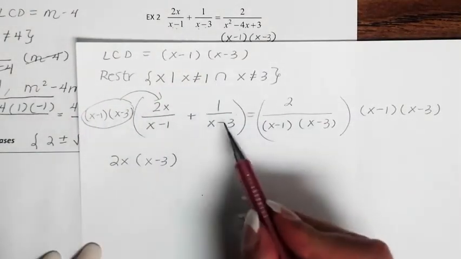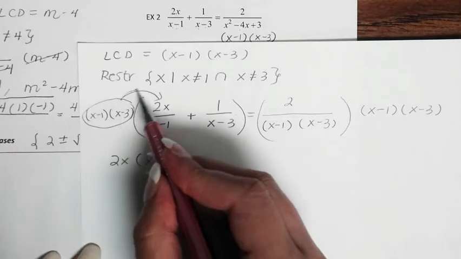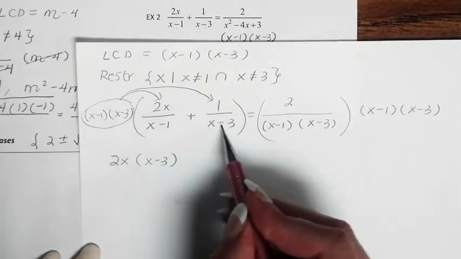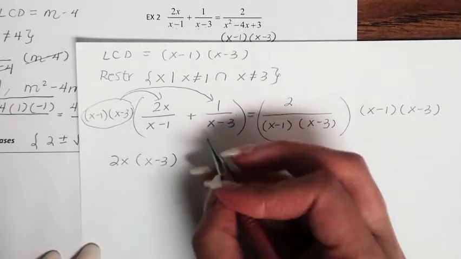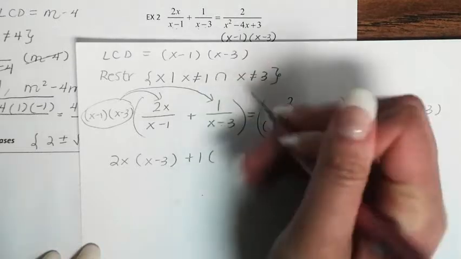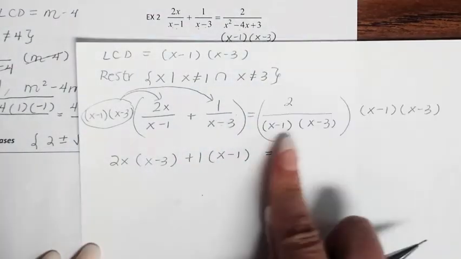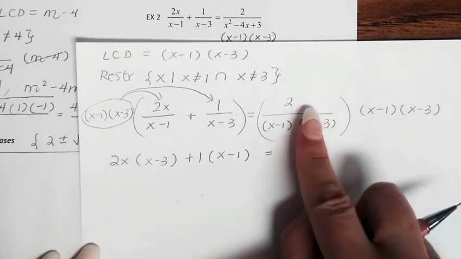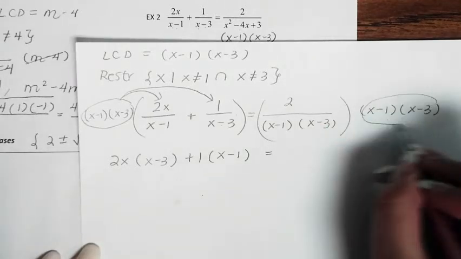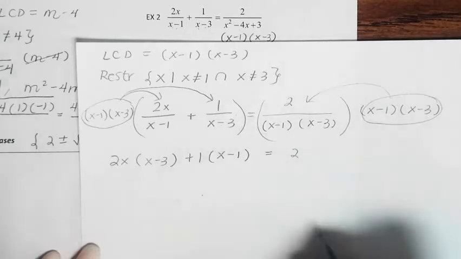When I distribute all this chunk into this one, what cancels? The x minus 3, so I technically have a plus 1 times x minus 1, and then you have the equal, and then when you multiply this times this, what happens? This cancels, so you only have the 2.